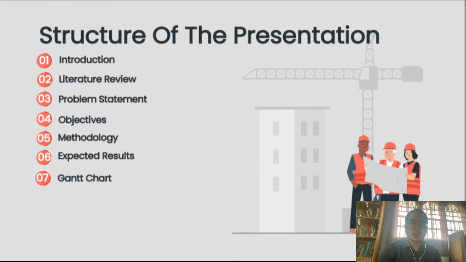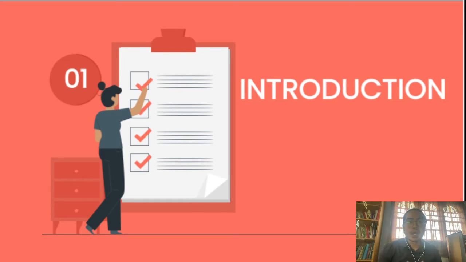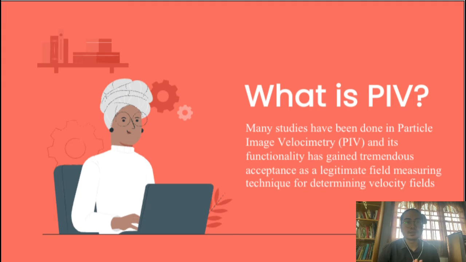The content of this presentation is segregated into 7 different segments. First, introduction. Second, literature review. Third, problem statement. Fourth, objective. Fifth, methodology. Sixth, expected results. And the last segment is Gantt chart. Now, I will start this presentation with the first segment, introduction.